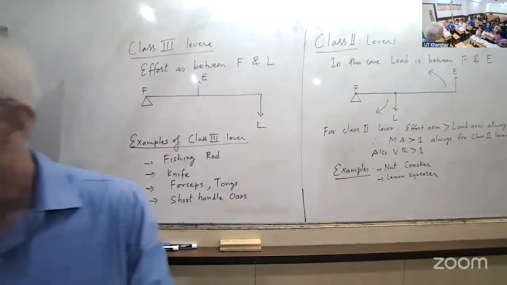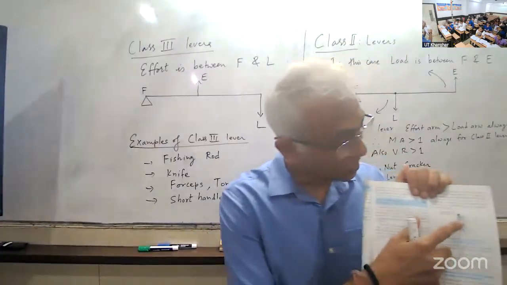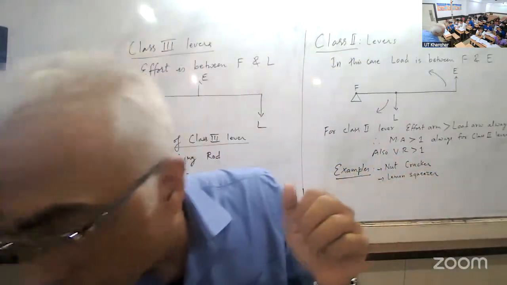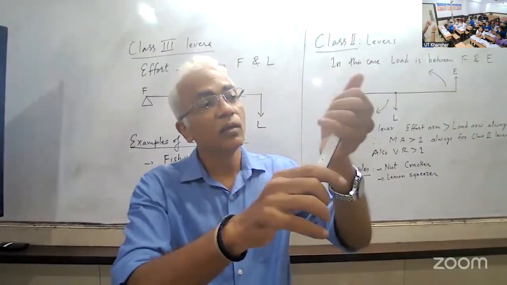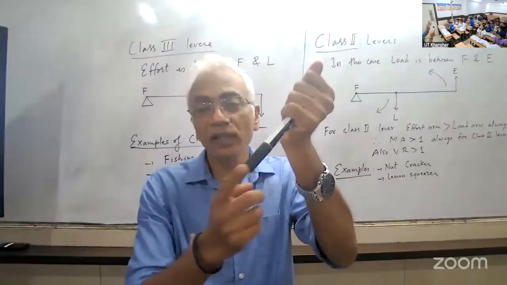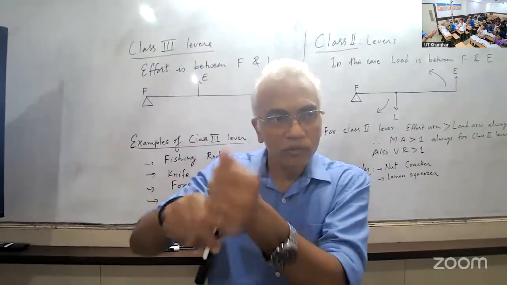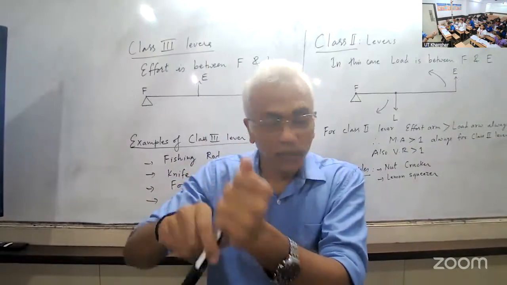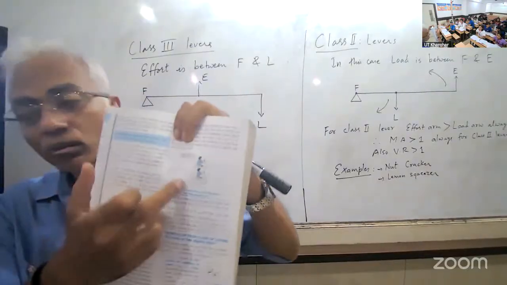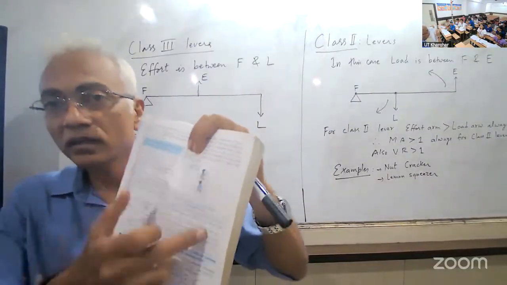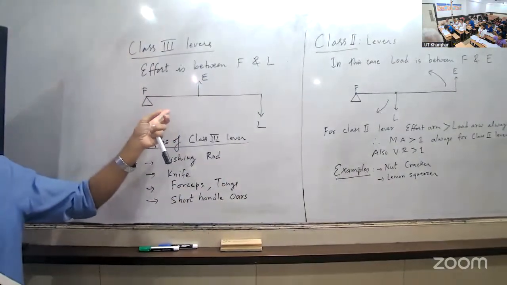Okay, so just look for the diagram in your book. Short handle oar, this way. The oar is actually held by one hand. One end of the oar is held, the other end is in the water, and you apply the effort in the middle to row the boat. Okay, so in sports racing, it is used when you have so many boat rowers sitting on a single boat. So that oar is right now acting as a class 3 lever.